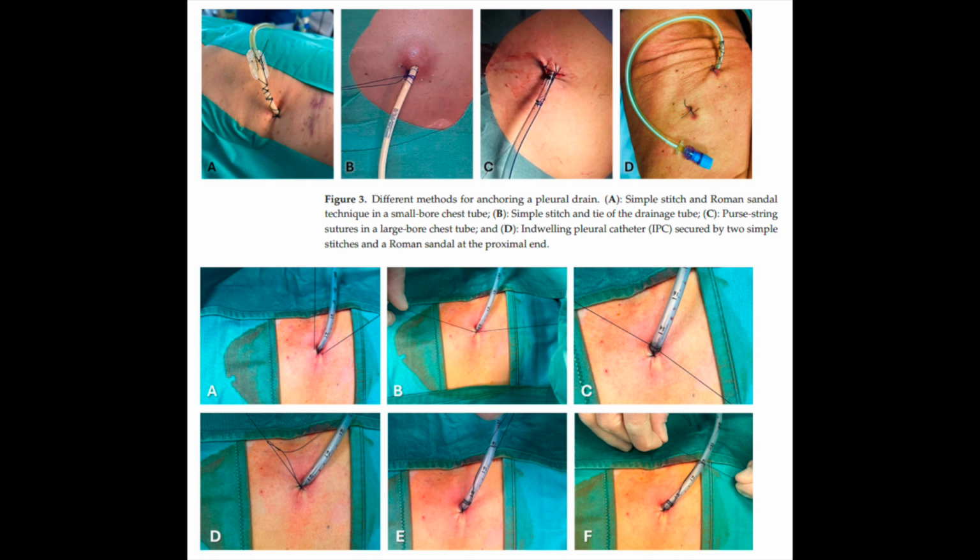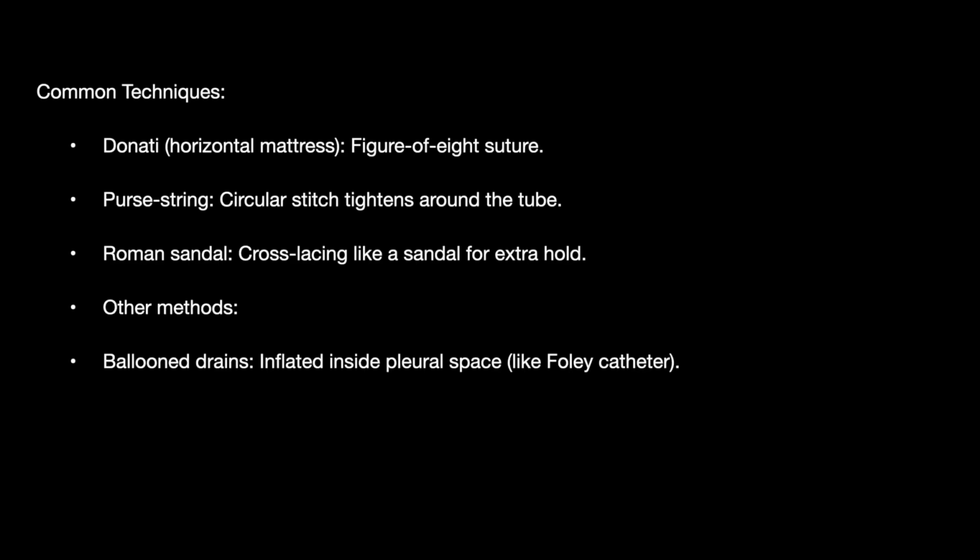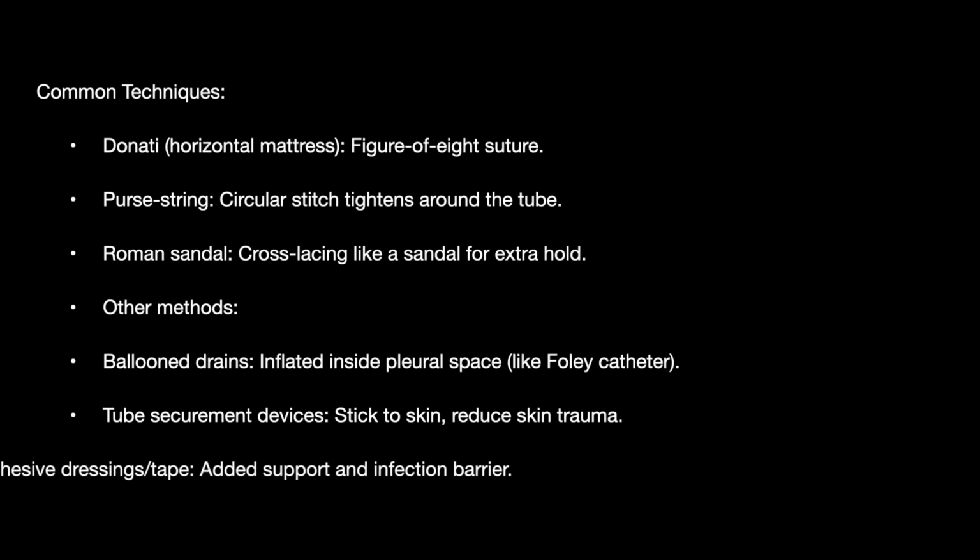The various techniques are available. The most common one is the Donati, that is horizontal mattress. You close it in a figure of 8 suture. The purse string, which is circular stitches, is tightened around the tube. You have the Roman sandal, which is cross lacing like a sandal for extra hold. You have other methods, that is balloon drains, which are inflated inside the pleural space like a Foley's catheter. Tube securement devices stick to the skin and reduce skin trauma. Adhesive dressings add support and an infection barrier.